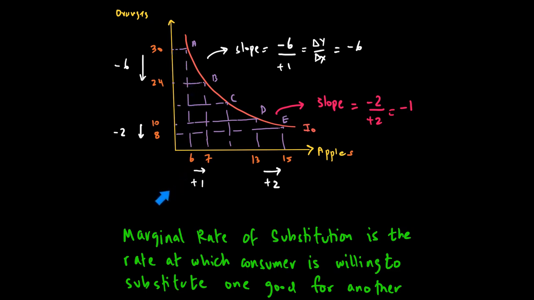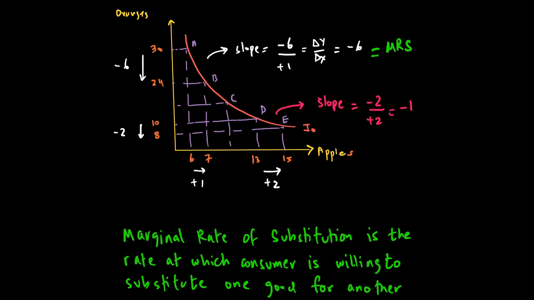And you can see this, that when I go from A to B, the rate at which I'm sacrificing my oranges for apples is, for every one apple I'm sacrificing six oranges, and that same rate of substitution goes to, for every one apple I'm only sacrificing one orange. So marginal rate of substitution is simply our slope, and it tells us the rate at which we are sacrificing or willing to substitute one good for another.